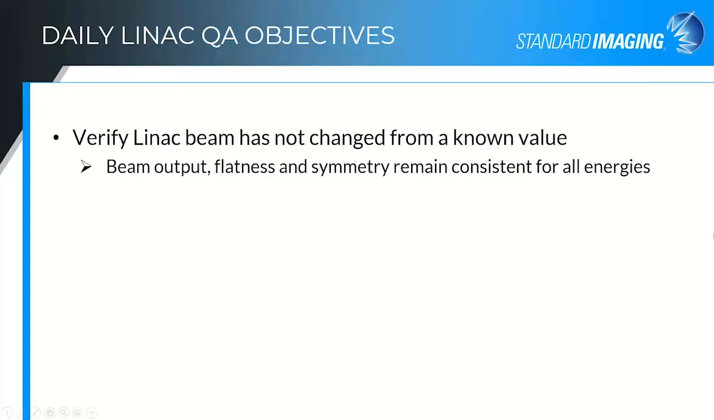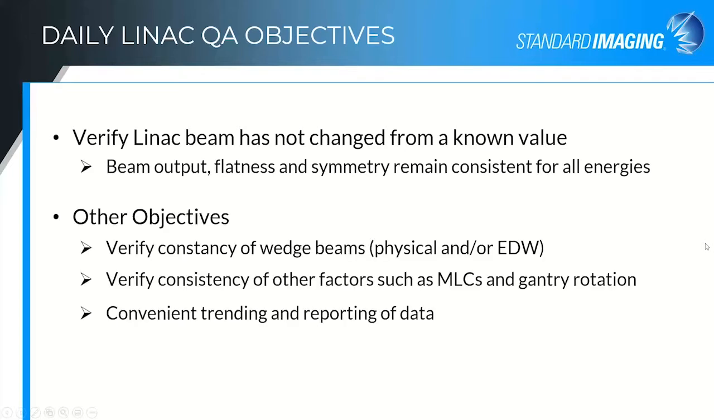So let's talk just a little bit about the objectives that you might have for doing your daily LINAC QA, to kind of ground us all in the same point. You certainly want to identify the fact that your LINAC beam has not changed from a known value, that the output of the beam, the flatness and symmetry remain constant for all of those energies from a given date moving forward. And you need to be able to prove that. So you need some convenient trending and reporting of that data.